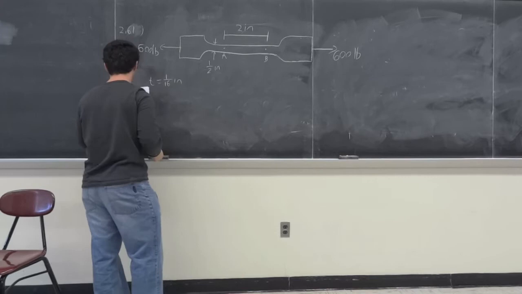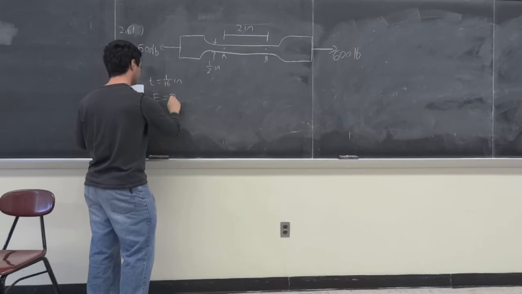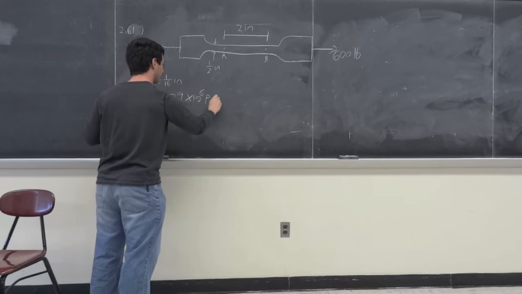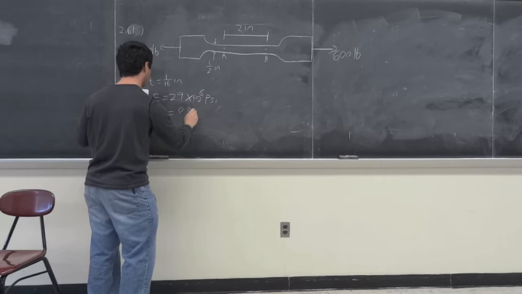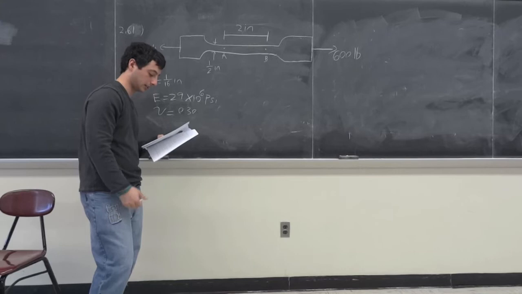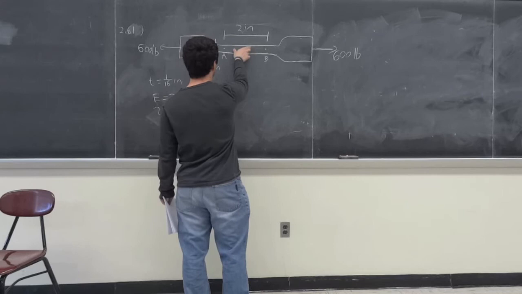Okay. And they give you also the material property, the Young's modulus. It's steel, 29 × 10⁶ PSI, and they also give you the Poisson ratio, which is 0.30. And they ask to determine the resulting change in the 2-inch gauge length. So first they want to know: how much is this length from A to B? This is where the gauge is. How much is it going to deform?